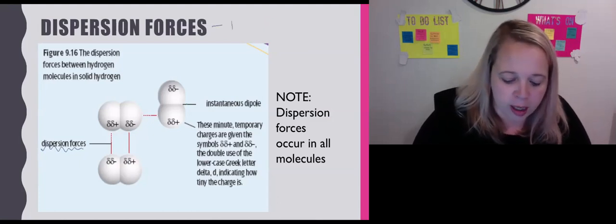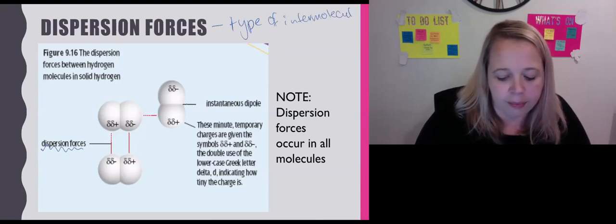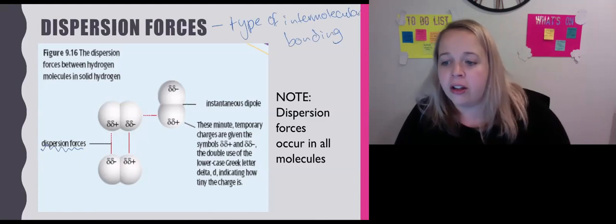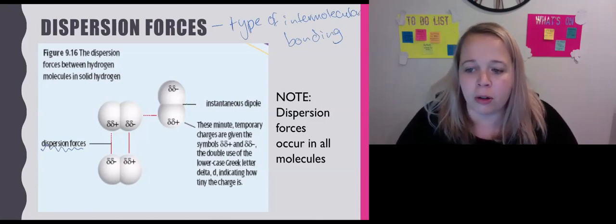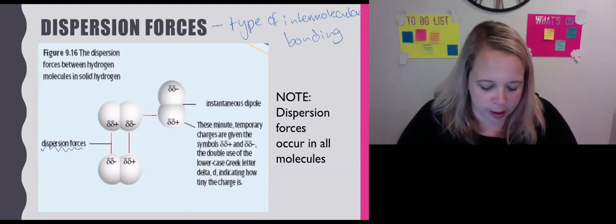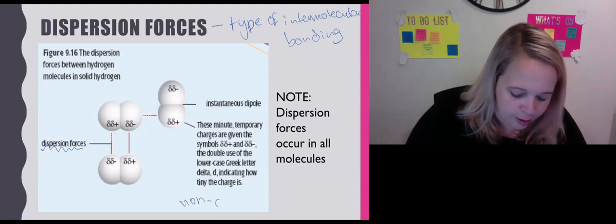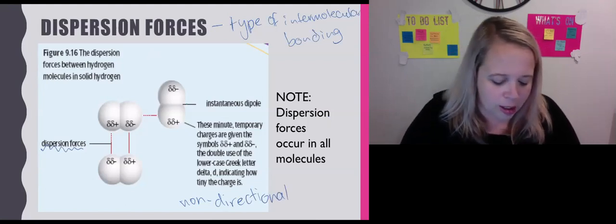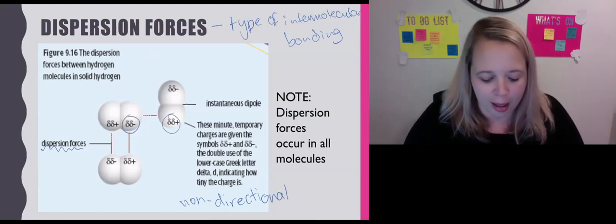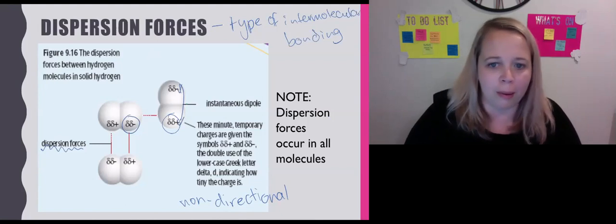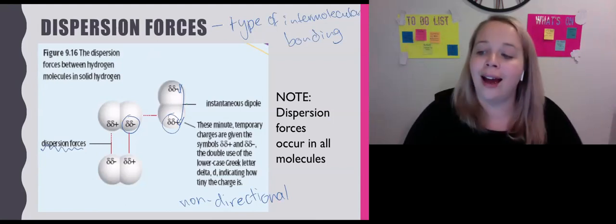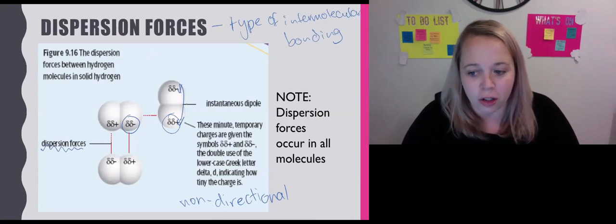So dispersion forces is a type of intermolecular bonding, and it exists between those instantaneous dipoles. This is what we call non-directional bonding. Why do we say it's non-directional? Because it's constantly changing. At one moment, you can see that the instantaneous dipole is saying that this is positive and this is negative, but the next time they might change themselves around and they might be negative and negative. So this is non-directional bonding because the direction in which it acts changes all the time because of the changing position of these electrons.